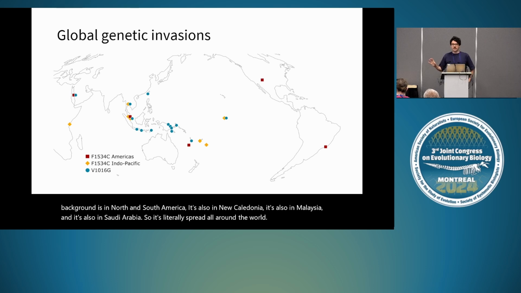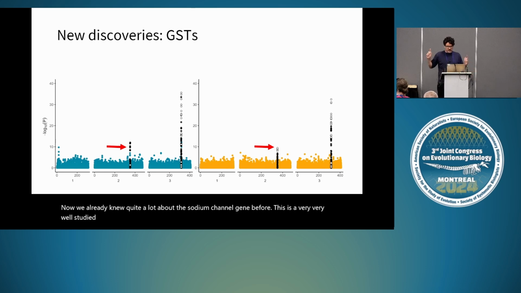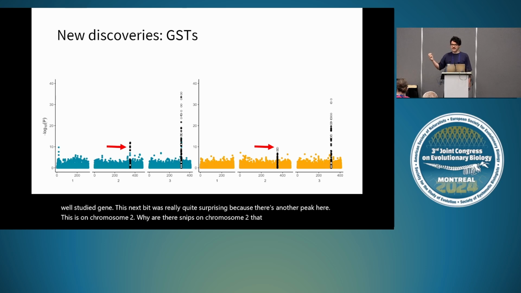Now, we already knew quite a lot about the sodium channel gene before this. This is a very, very well-studied gene. This next bit was really quite surprising because there's another peak here. This is on chromosome 2. Why are there SNPs on chromosome 2 that are segregating in line with variation on chromosome 3? That was really surprising. Well, at this specific gene region are a cluster of glutathione S-transferase genes called GSTs.